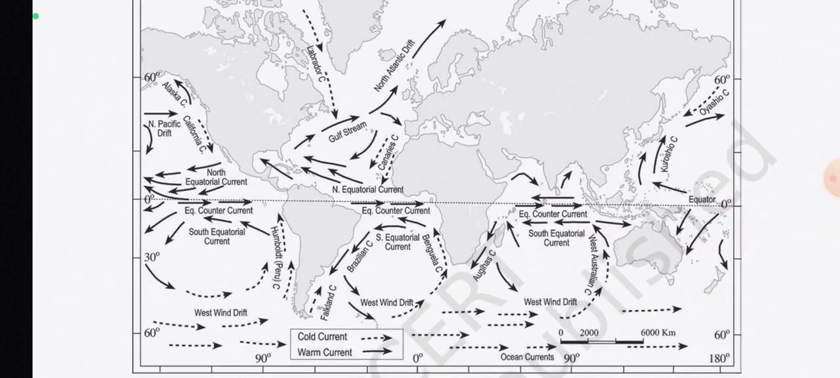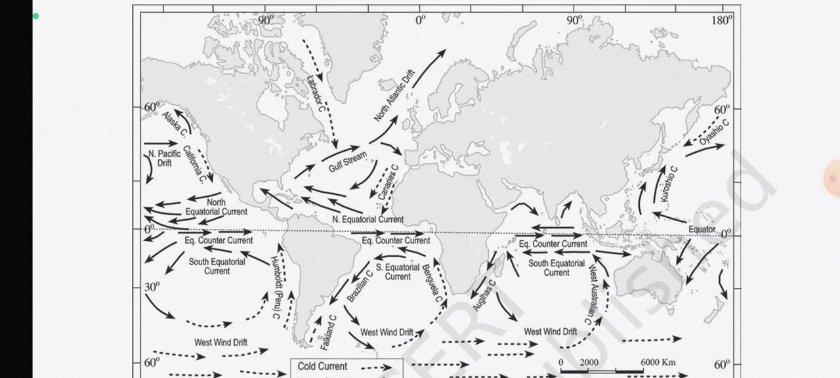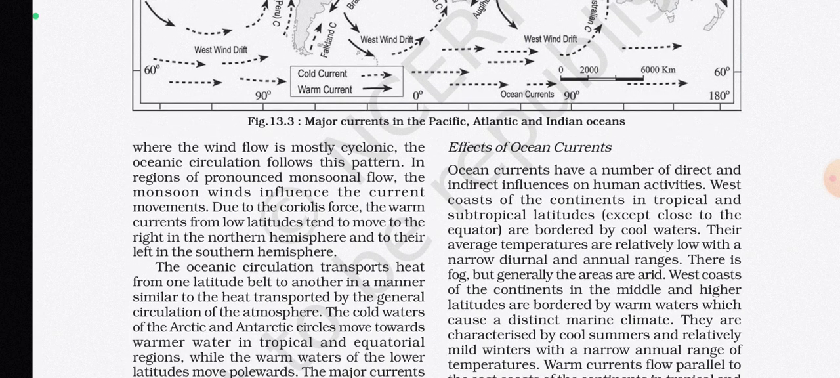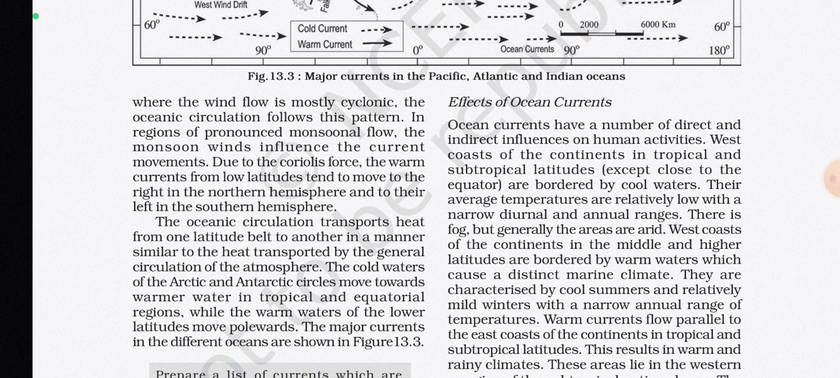जब देखो ओशन currents को दिखाया गया अच्छे से, इसमें आपको आप कंसल्ट कर सकते हो. Where the wind flow is mostly cyclonic, the oceanic circulation follows the pattern.